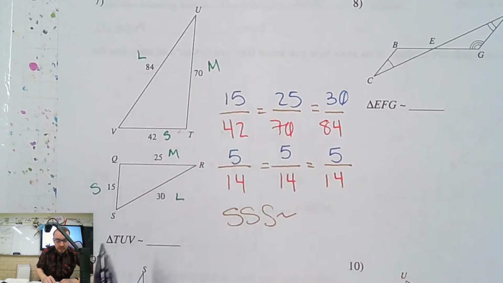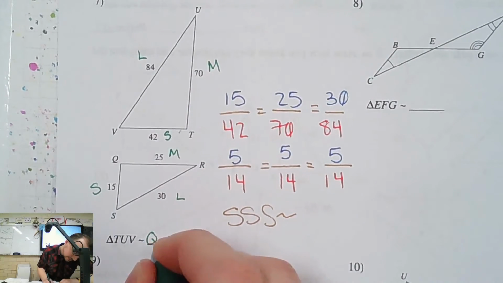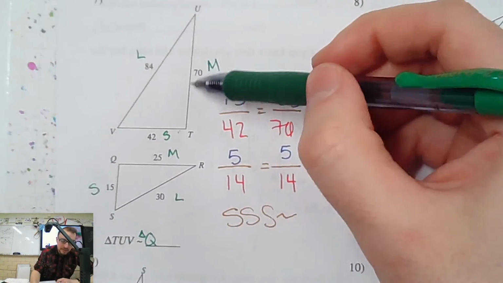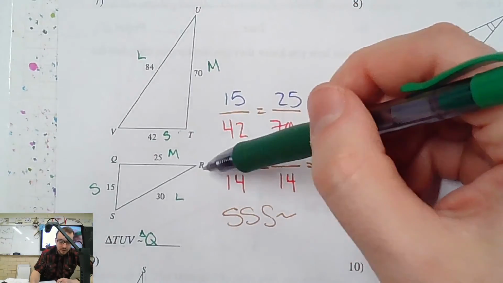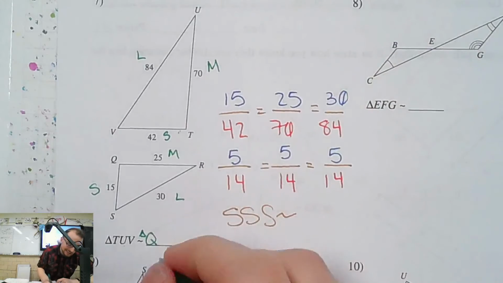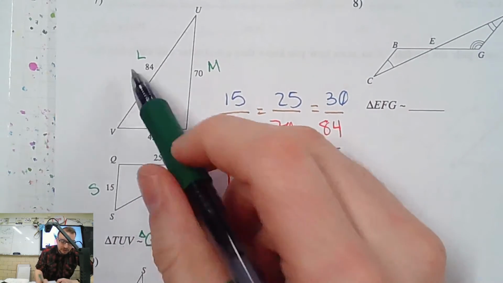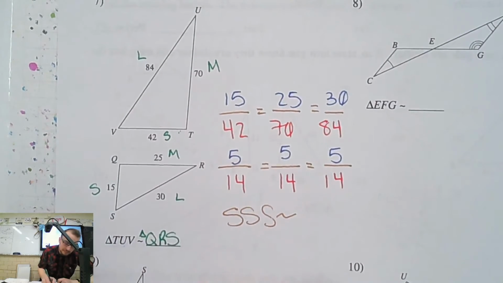So what's our small and medium side down here? Q. Triangle Q, that is. And then U, made up of medium and large. What's our medium and large down yonder? R. That's right. And then V is small and large. It's going to go with S down here, small and large, S.